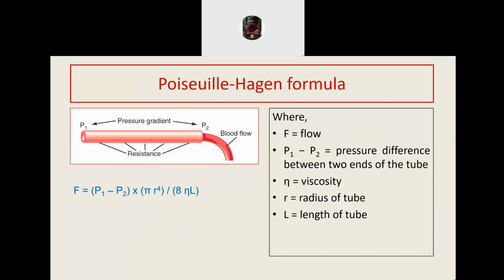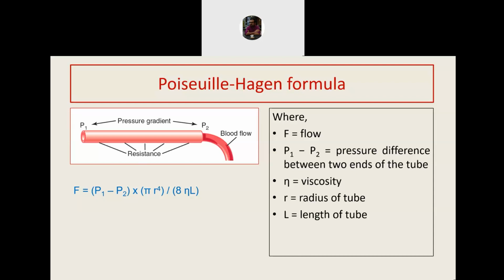Now, we also have the Poiseuille-Hagen formula, which predicts the nature of blood flow, or more precisely fluid flow through a cylinder. It says that, using the same diagram as before, if we can calculate the pressure gradient between 2 points and we know the resistance of the vessel, then flow can be calculated as the difference between the pressure multiplied by pi r to the power of 4 divided by 8 times eta L, where eta is the viscosity of the blood and L is the length of the tube or the blood vessel.